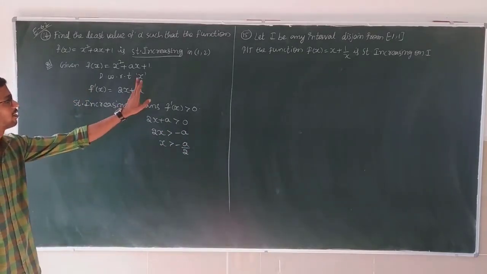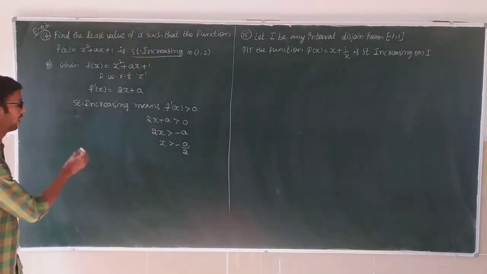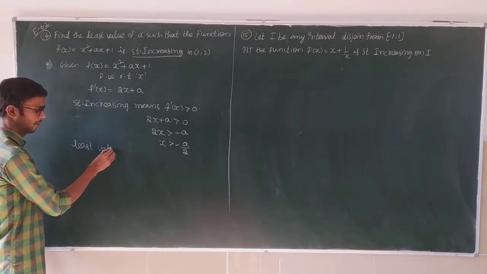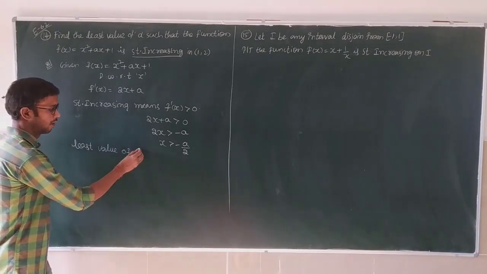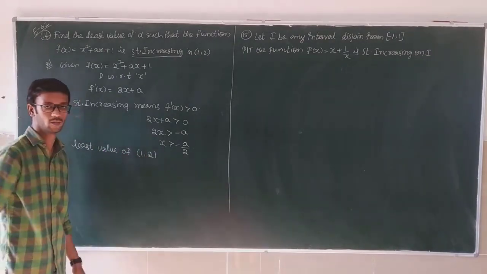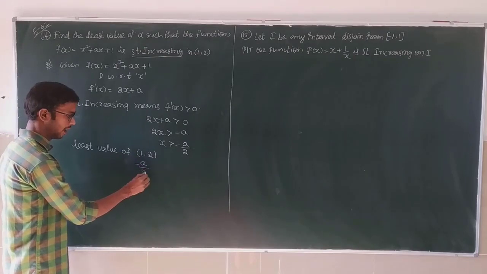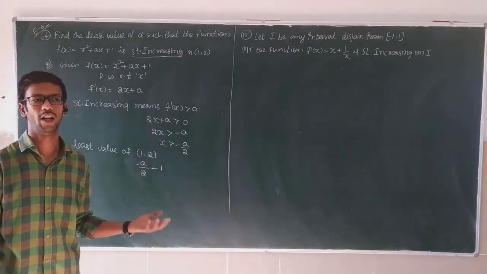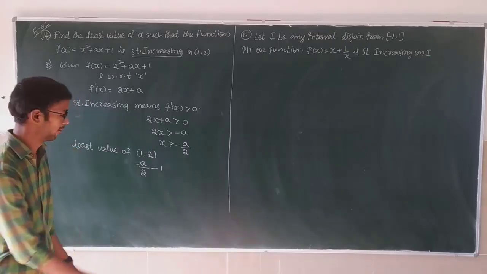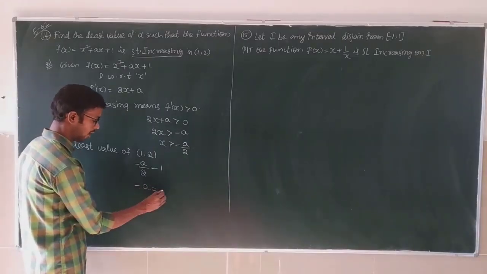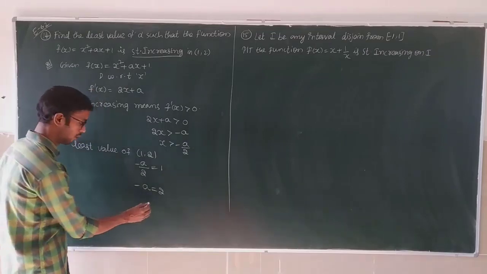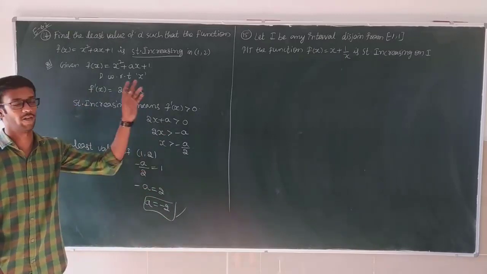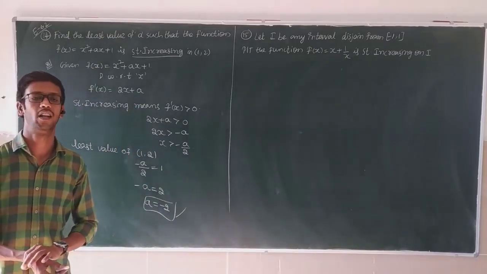What is asked is the least value in that interval. For the interval 1 comma 2, minus a by 2 is equal to 1. The least value is when it is nearer to 1. Nearer to 1 means I am taking 1. So minus a is equal to 2, that is, a is equal to minus 2. This is the least value for which that function will be strictly increasing.